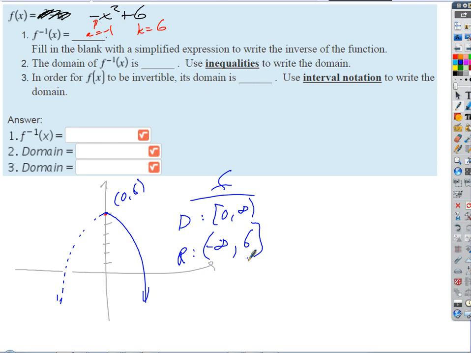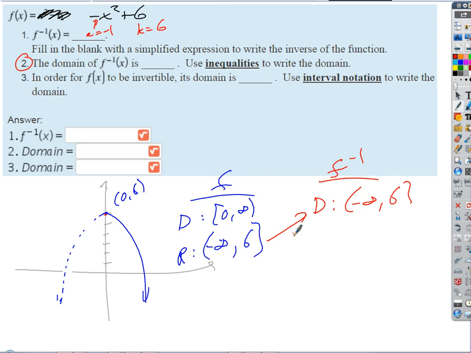Okay, so then what about the inverse? Because that's what we want to answer. Part 2 is the domain of the inverse. So based on the domain and range of the function, what's the domain of the inverse function going to be? Right, all values less than or equal to 6. You see what I'm saying? We don't even have to graph the inverse. This is what its domain is going to be.